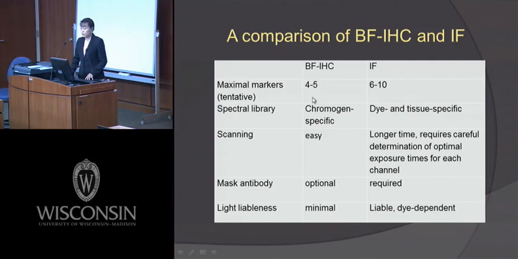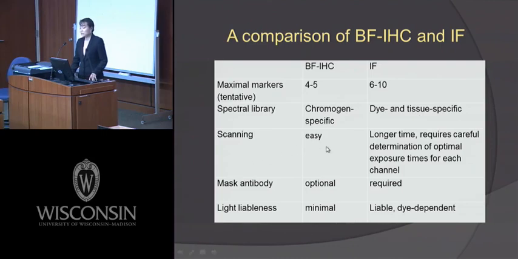For bright field, because of the limitation of the chromogens available, you may do up to 5 markers reliably. But with a fluorescent assay, the spectral bandwidth is much narrower compared to chromogen, so you can maybe do more with the narrow mode of the NUANCE software. As for the spectral library, a chromogenic assay is just chromogen specific. With an IF assay, it's both dye specific and tissue specific, because each tissue has its unique autofluorescence. You have to take that into consideration.